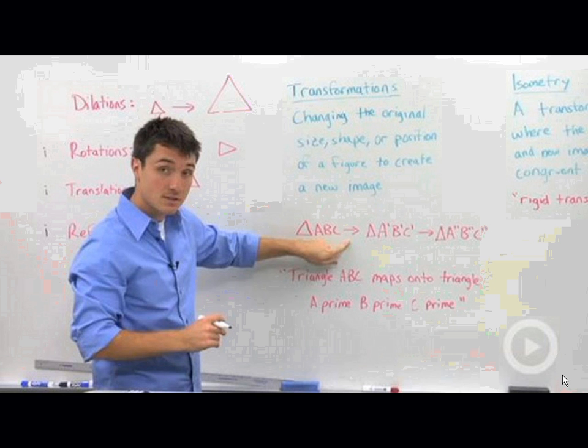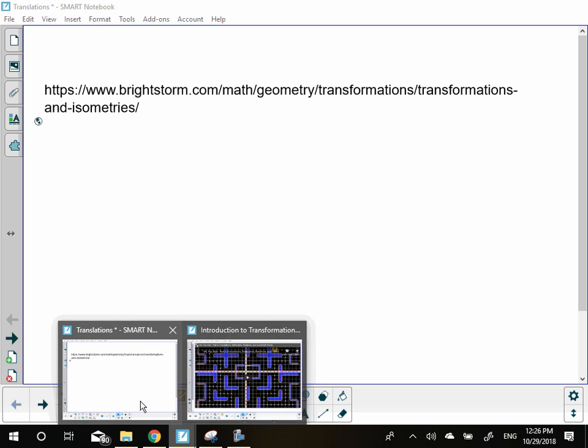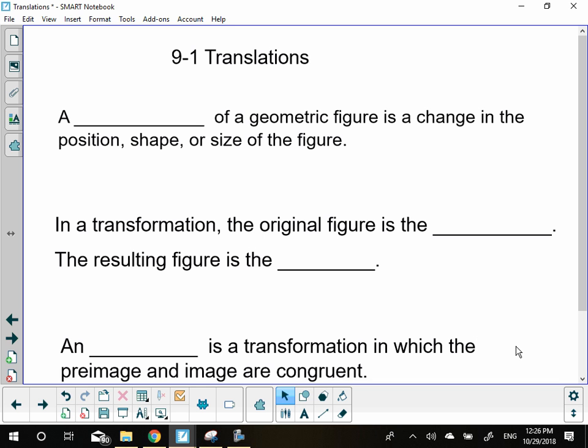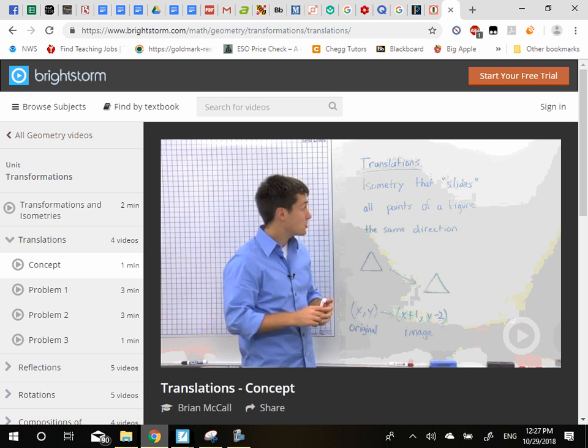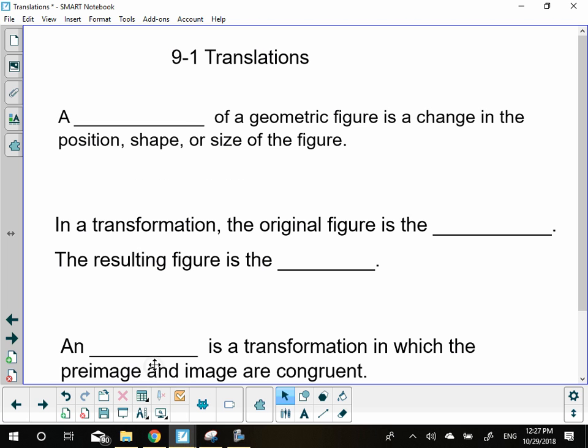So that kind of gives us an introduction of what we're doing. Everyone remember to grab a note packet on their way in. You should probably grab one now. Okay.